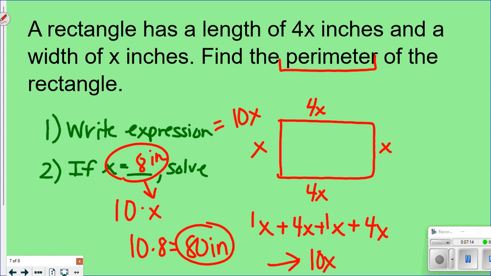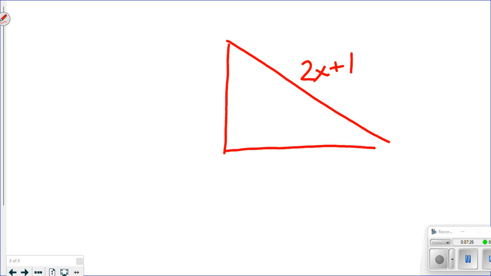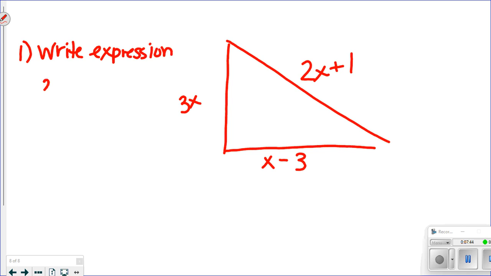Okay, I'm going to do another one of those. Let's have a triangle this time. This is my triangle. And let's say that the hypotenuse is 2x plus 1. Let's say the width over here is 3x. And let's say the bottom here is x minus 3. Okay, so the first thing I'm going to do is I'm going to write my expression to find the perimeter. So it would be 2x plus 1 plus 3x plus 1x minus 3. So what I did is I just added all the sides together. I took all these things and I added them together.